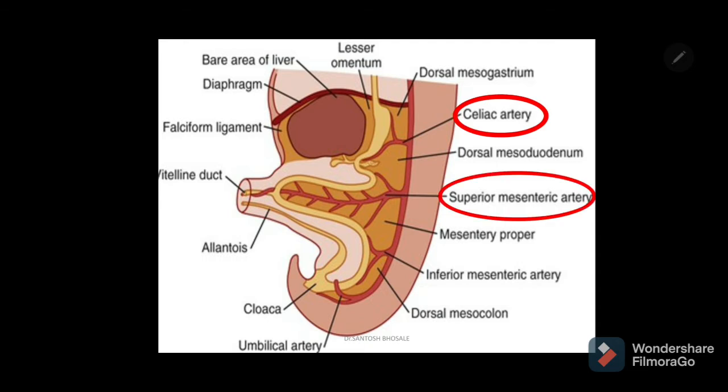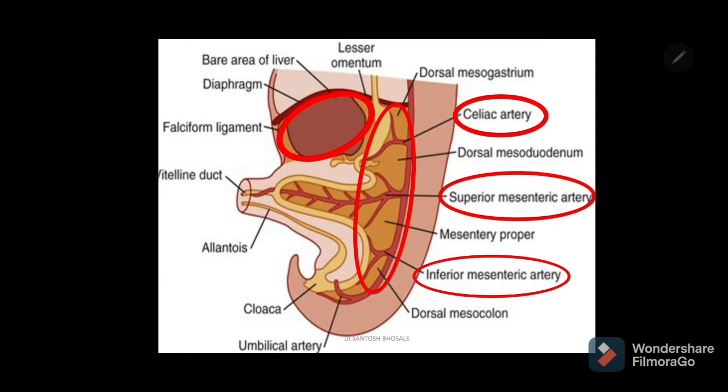Foregut is supplied by the celiac artery, midgut by the superior mesenteric artery, and hindgut by the inferior mesenteric artery. You can notice that the entire gut tube is suspended by the dorsal mesentery from the posterior abdominal wall. Only the foregut also has a ventral mesentery along with the dorsal mesentery. The caudal part of the foregut is involved in the formation of the stomach. Later they are called ventral mesogastrium and dorsal mesogastrium respectively.